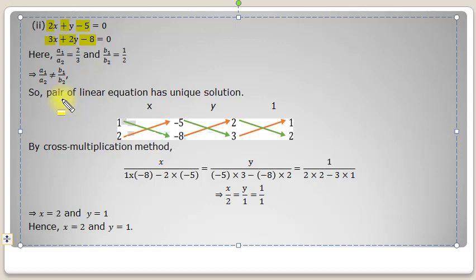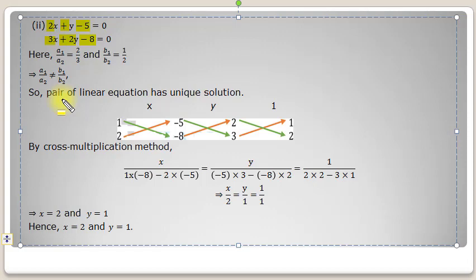So here we can see that a1 upon a2 is not equal to b1 upon b2. Therefore, the pair of linear equations given here has a unique solution. Okay. So since it has a unique solution, it is asked in the question that we have to find the solution by cross multiplication method.